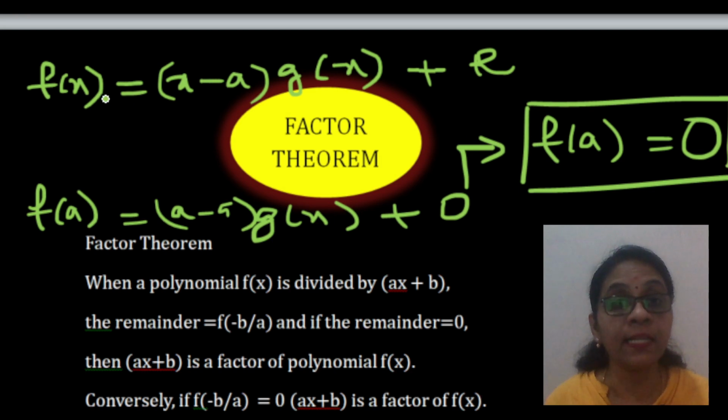Here the factor is x minus a. So here it is given that when a polynomial f of x is divided by ax plus b, you know that the remainder is f of minus b by a. And if the remainder is 0, what does it become? ax plus b becomes a factor of the given polynomial. Conversely, if f of minus b by a is 0, ax plus b is a factor of f of x. Is that clear, children?